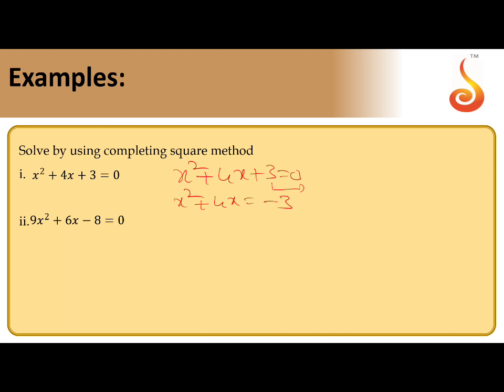Now what we will do is take x square plus 4x in the form of a square plus 2ab. So bring x square plus 4x as a square plus 2ab. Here a square is x square, so x square plus 2 into x into something. 2 into x is 2x, but we want 4x. If you multiply by 2, that gives 4x. So x square plus 4x is x square plus 2 into x into 2. We got the a square plus 2ab form, equal to minus 3.